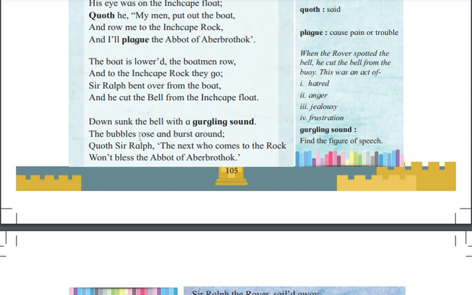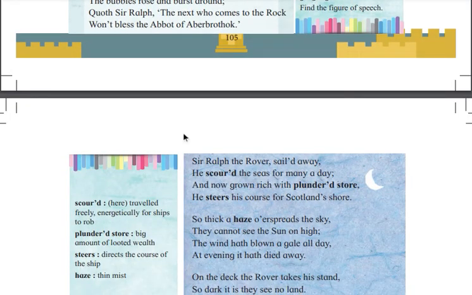Then Sir Ralph the Rover said, the next who comes to the rock won't bless the Abbot of Aberbrothok. He said that whichever boat people come next, they will never bless him because they are going to die.